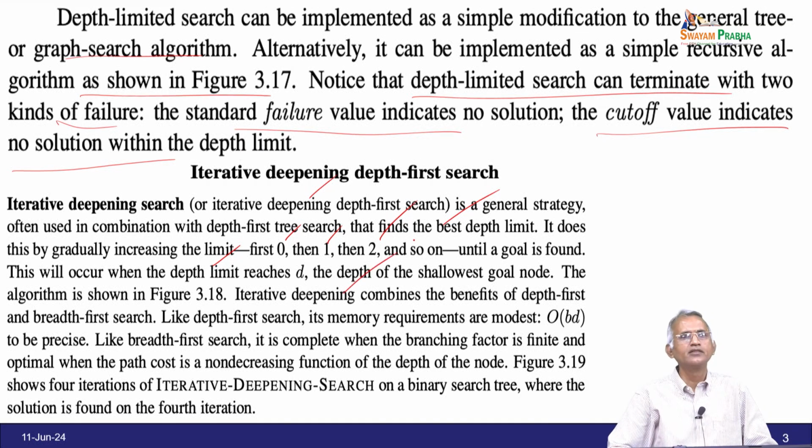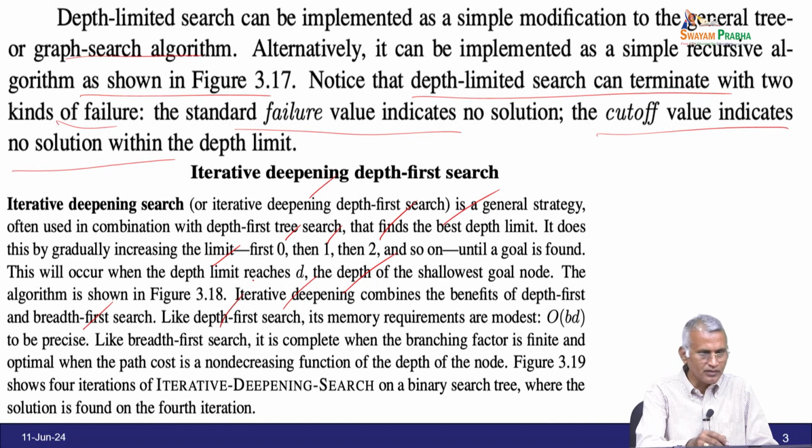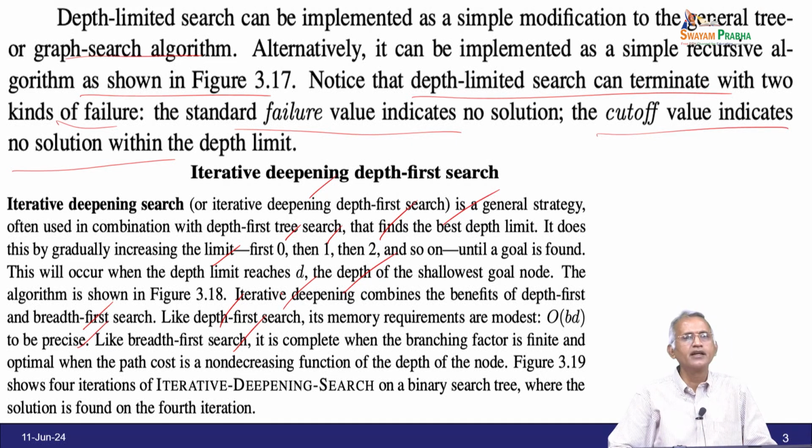Iterative deepening combines the benefits of depth first search and breadth first search. Like depth first search, its memory requirement is modest, O(bd) to be precise. Like breadth first search, it is complete when the branching factor is finite and optimal when the path cost is a non-decreasing function of the depth of the node. Figure 3.19 shows the four iterations of iterative deepening search on a binary search tree, where the solution is found on the fourth iteration.